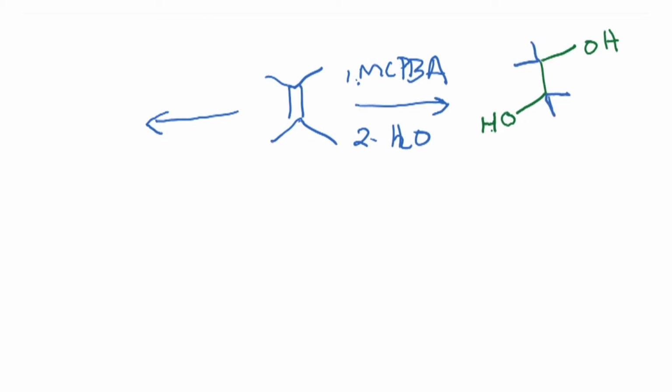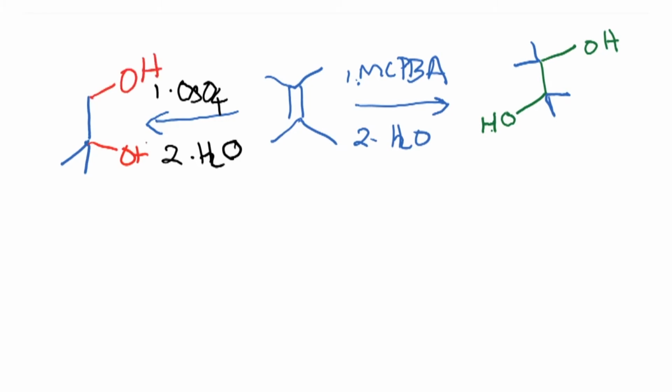Now the second method is to actually do the osmium tetroxide reaction followed by hydrolysis again. Of course, we also discussed that you can use N-methyl morpholine oxide, and this is going to give you the syn alcohol. So you have this and this, and here are your two functional groups. So these are two important methods by which you can do bis hydroxylation.